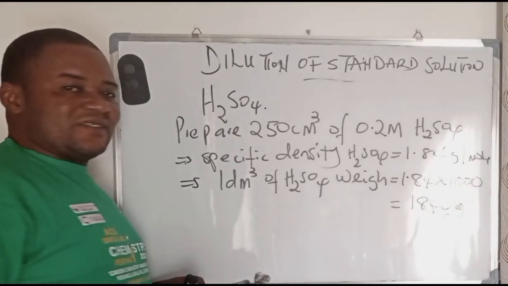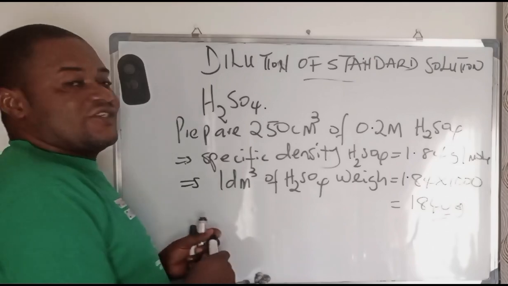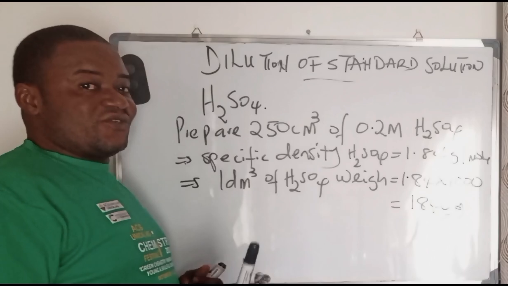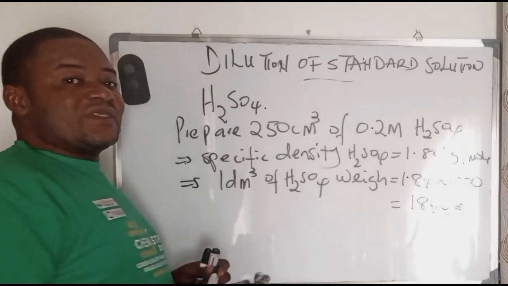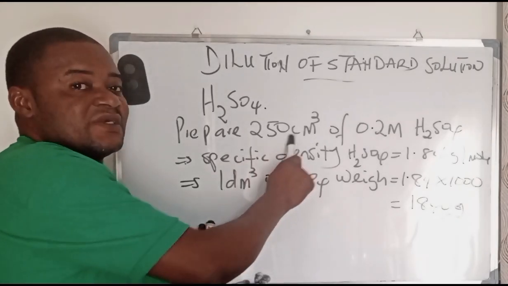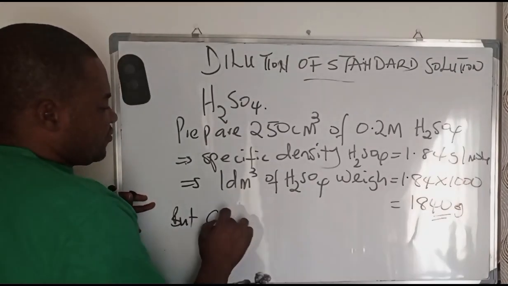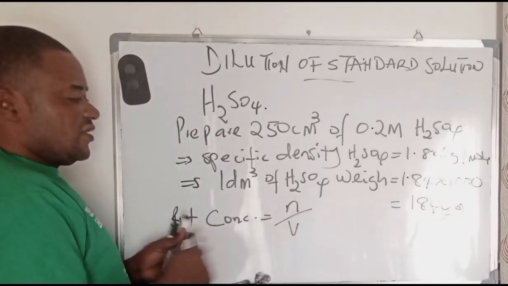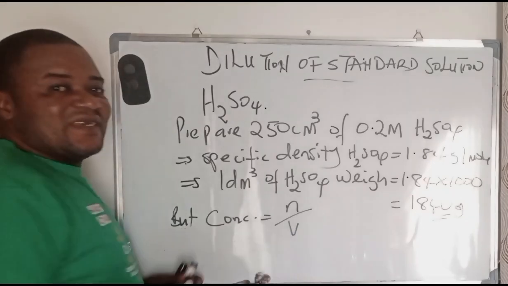Now, if this is gotten, I want us to also know that we are looking at concentration when we talk about 250 mL of 0.2 molar. And this, of course, is our second concentration. We have to look for the first concentration, which requires us to prepare 250 mL. And by doing so, concentration is given as n over V, where n is the amount of acid in solution, and V is the standard volume.